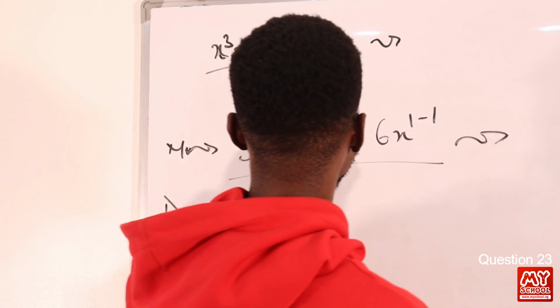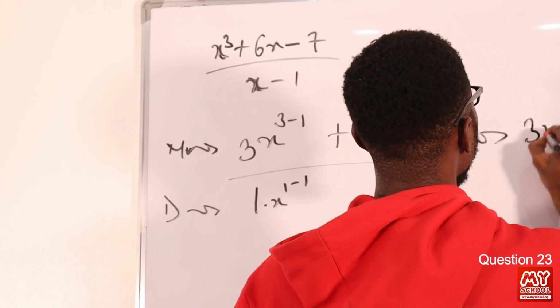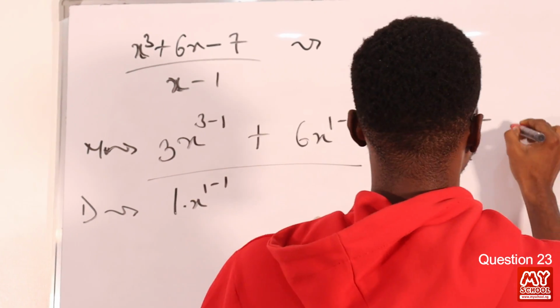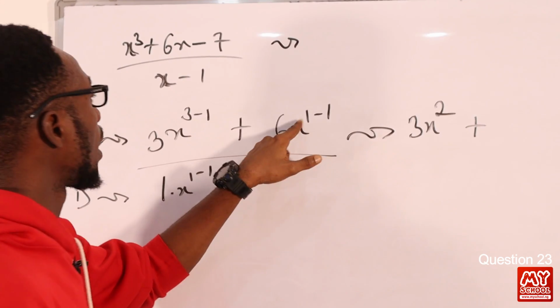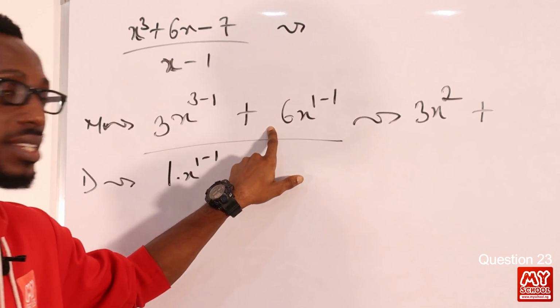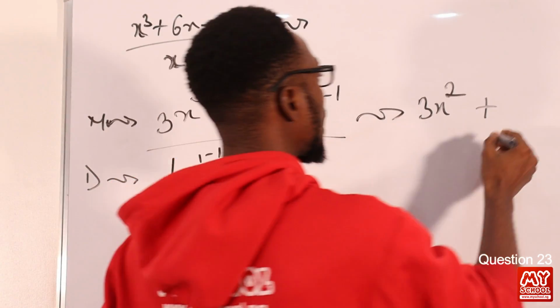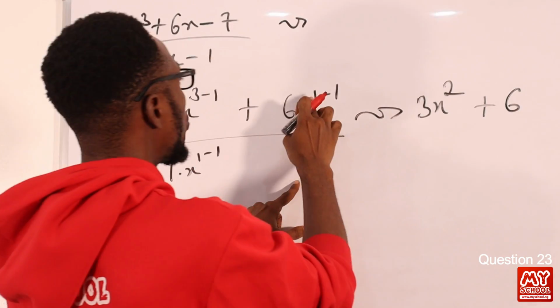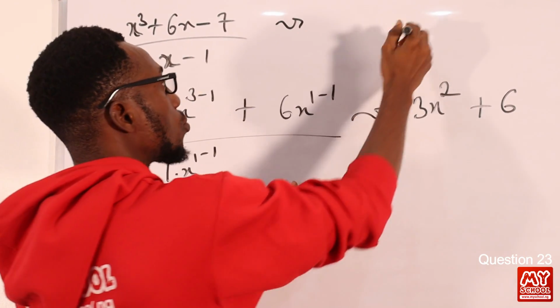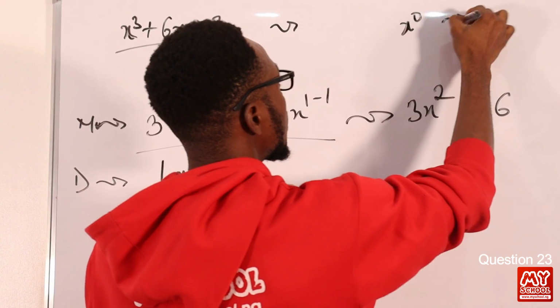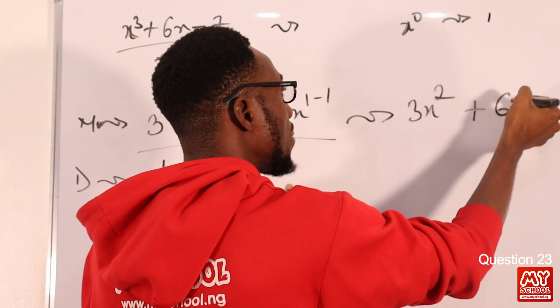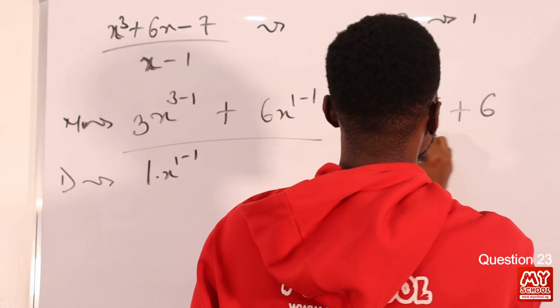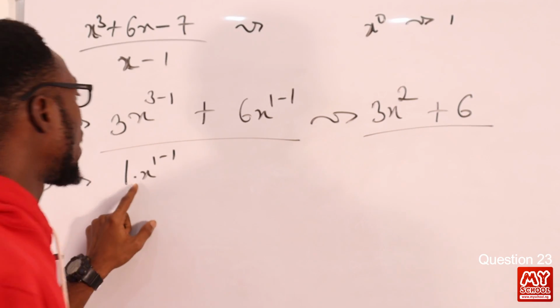So I have 3 minus 1, I have 2. So I have 3x raised to power 2, plus, the 1 that is here, when it multiplies 6, it's still going to be 6. That's why I did not indicate it here. So basically, I have my 6, 1 minus 1, that is 0. So x raised to power 0, that is still 1. Right, so 1 times 6 is still 6. So we can see that over my numerator, my denominator.